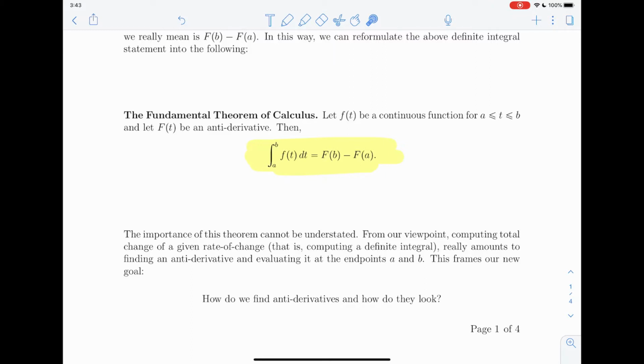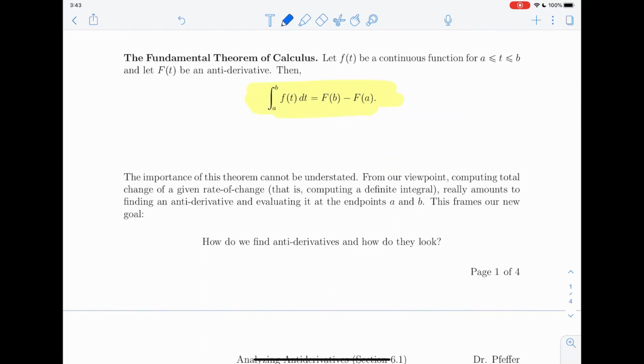So now we can start asking a question. The new question we want to try to ask is, okay, we need to figure out how to find antiderivatives. That's going to be the first question we want to try to answer. But while we're at it, we're going to also try to ask ourselves how they look.